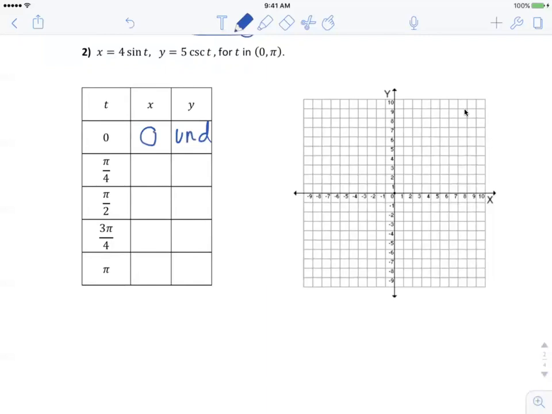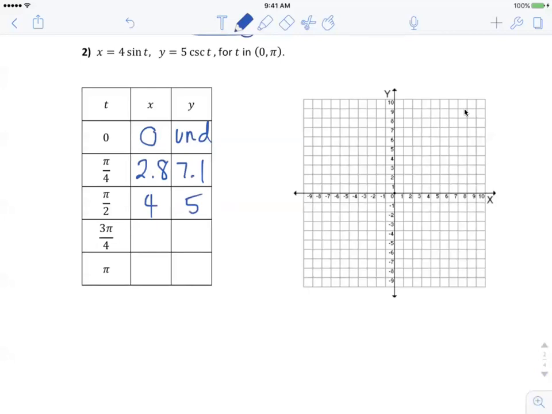Continue. Pi over 4, so I'm going to get a decimal. Pi over 4, same as 45 degrees. I'm going to plug that into my calculator, and I get 2.8. 5 cosecant pi over 4, plugging that into my calculator, or 5 divided by the sine of 45 degrees, is 7.1. Plug in pi over 2: the sine of pi over 2 is 1, and multiplying that by 4, that's 4. And the cosecant of pi over 2 is also 1, 5 times 1 is 5.